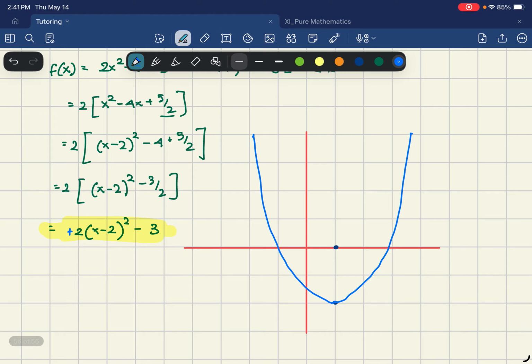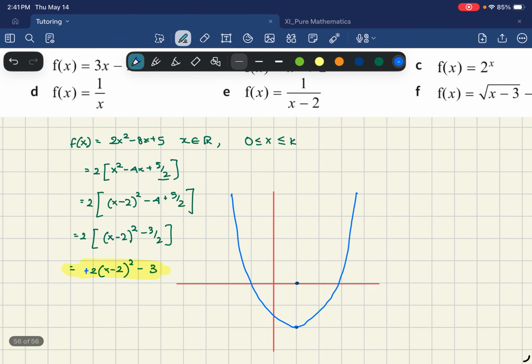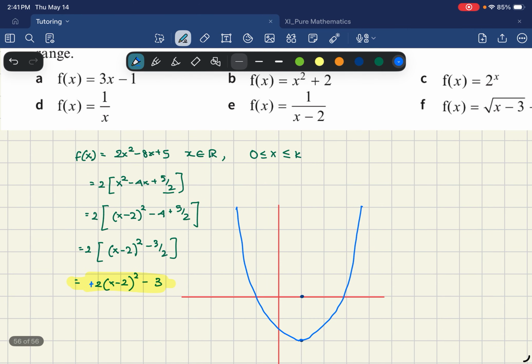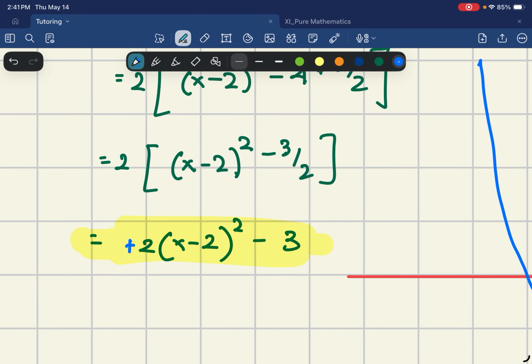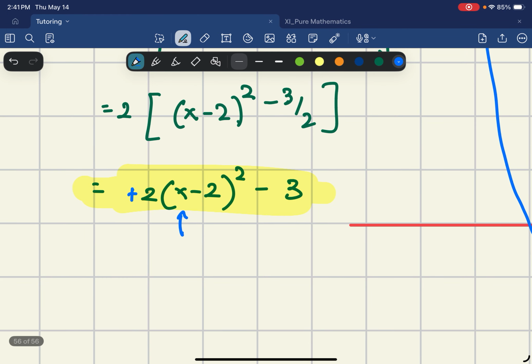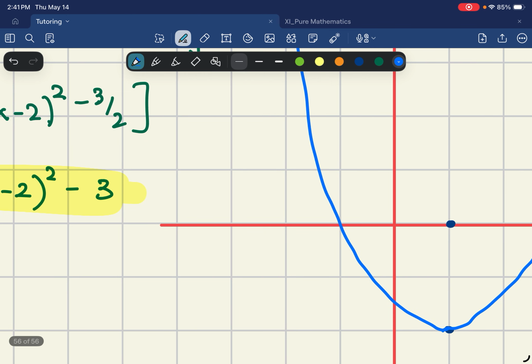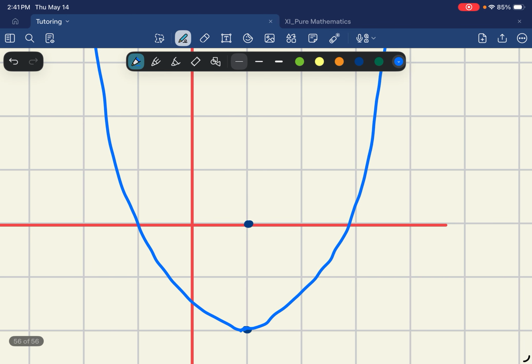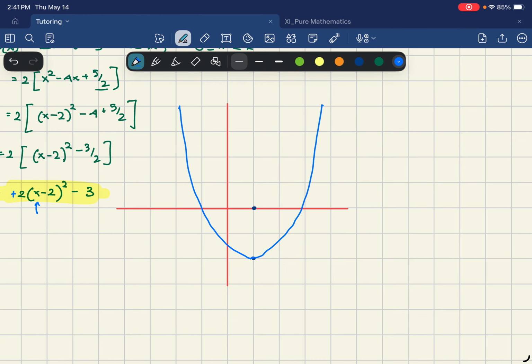So now, we are restricting our x starting from 0. So if I put 0 into this equation, I get minus 2 squared, which is 4, 4 times 2 is 8, minus 3 is positive 5. All right, so my graph is very inaccurate here. Okay, so the graph should look something like this.